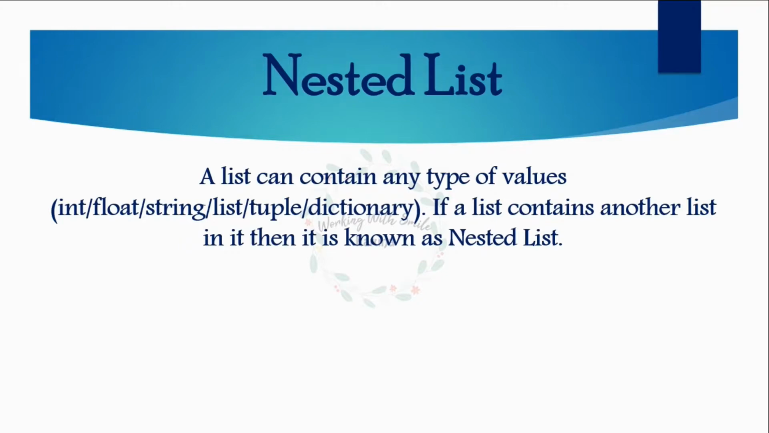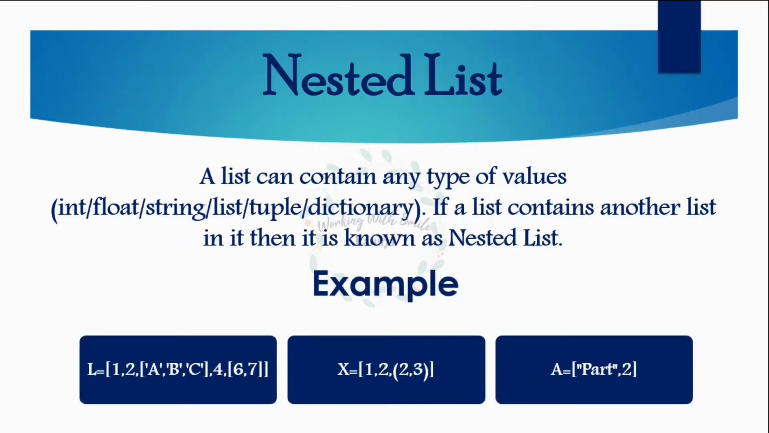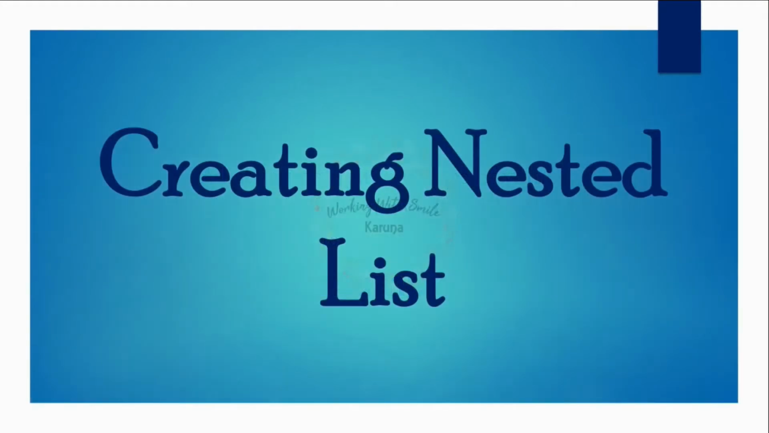Here are some examples of nested list. The first one contains a list of characters and then a list of integers and some integer elements as its elements. The second example X shows a list containing integer elements with a tuple as also one of its elements. And in the third example, A contains a string element at the 0th index, which will be accessed in a little different way. Now let's learn how we can create nested list in Python.